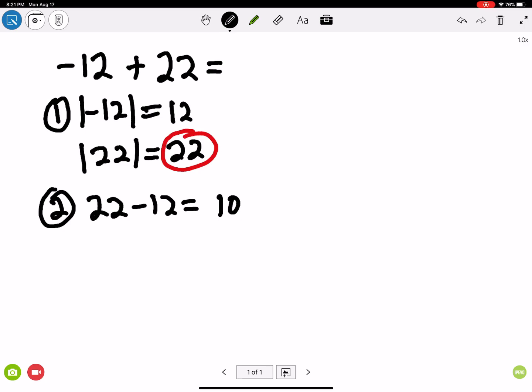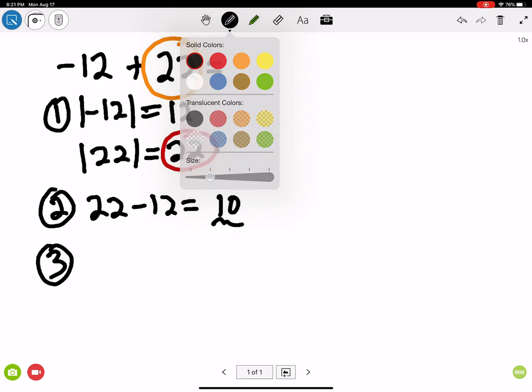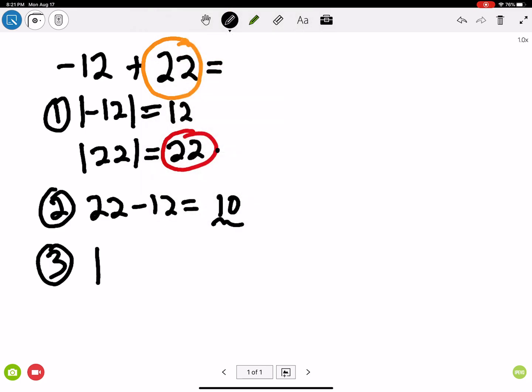So we know our answer is some sort of 10. It's either 10 or -10. Who remembers how I figure out whether it's positive or negative? Good. I look back. Which one had the greater absolute value? It's circled already. Well, what was its original sign? This was a positive 22. So my answer is positive 10. Okay, that's it. And the more you do this, the easier this is going to get.